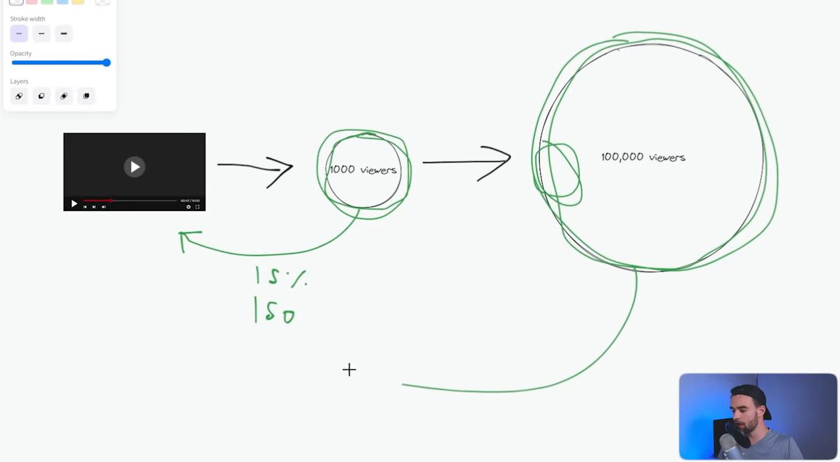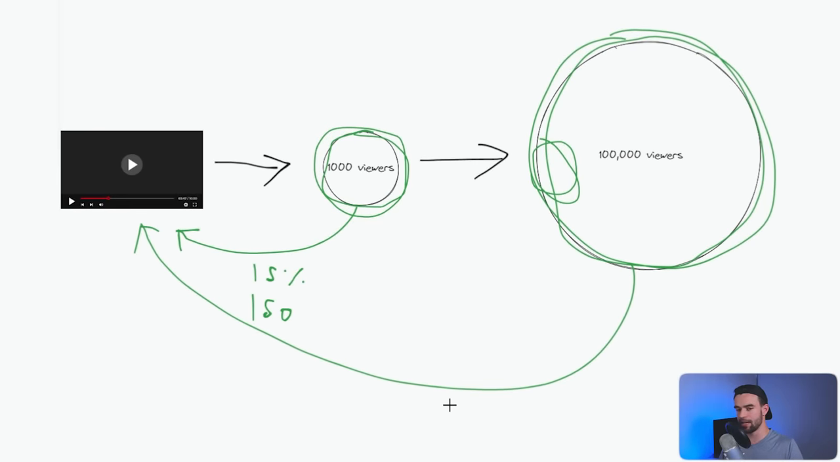Now, out of these 100,000 viewers, let's say about 6% of them click. Not as high as our initial warm audience here, but it's kind of to be expected. 100,000 viewers, much more general, broader audience.